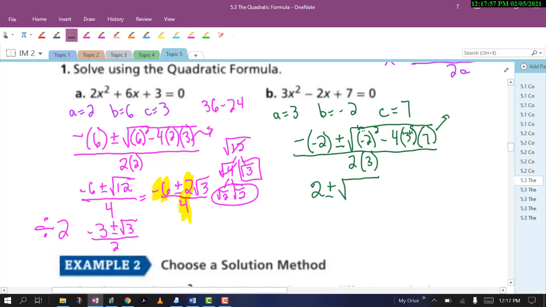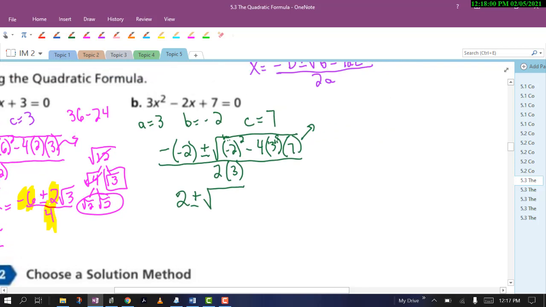Now if we simplify this square root stuff, the thing inside the radical, -2 squared is a +4. Then 4 times 3 times 7. Apparently we got an error on my calculator, so that's not good. I will try this one more time before I start getting angry. -84. So we got -80 inside the radical and 6 in our denominator.